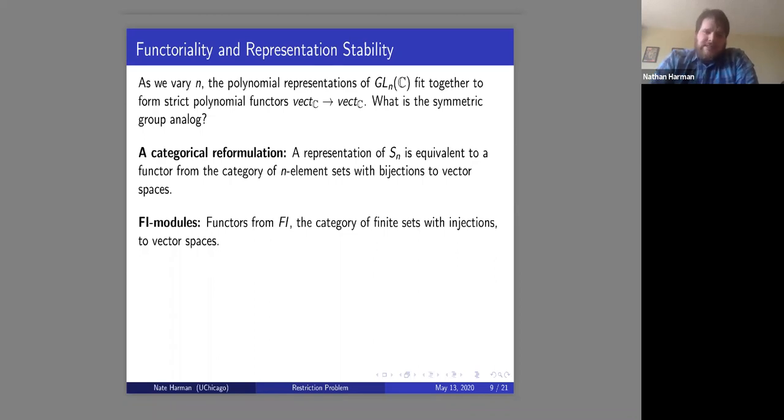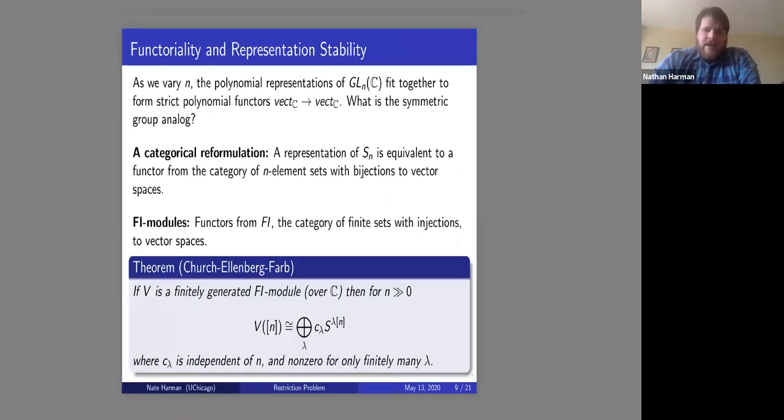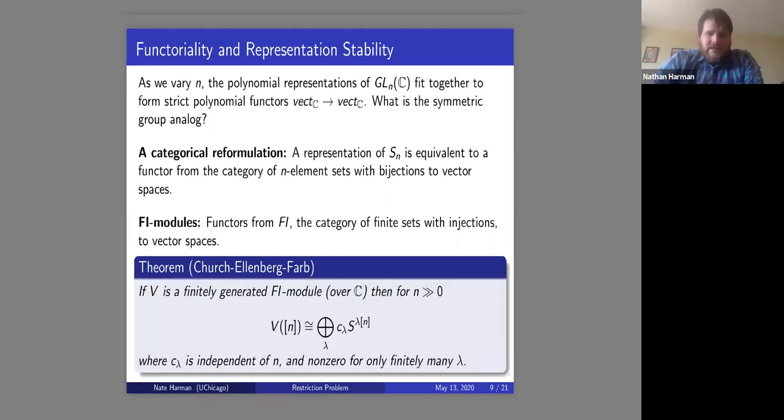in recent years. This is kind of the cornerstone of the theory of representation stability. And it's sort of illustrated by this theorem of Church, Ellenberg, and Farb. So if we have an FI module, there's a finite generation condition, which is important, but I don't want to go too much into that. So we have a finitely generated FI module.